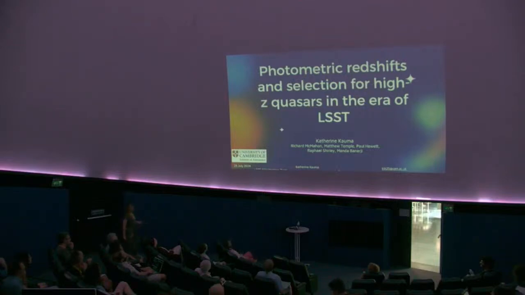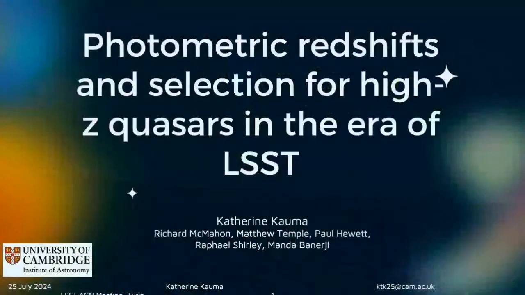All right. Hi, everybody. My name is Katherine Kauma. I am a PhD student at the University of Cambridge Institute of Astronomy. And I'm here to talk to you guys today about photometric redshifts and selection for high Z quasars in the era of LSST, of course.